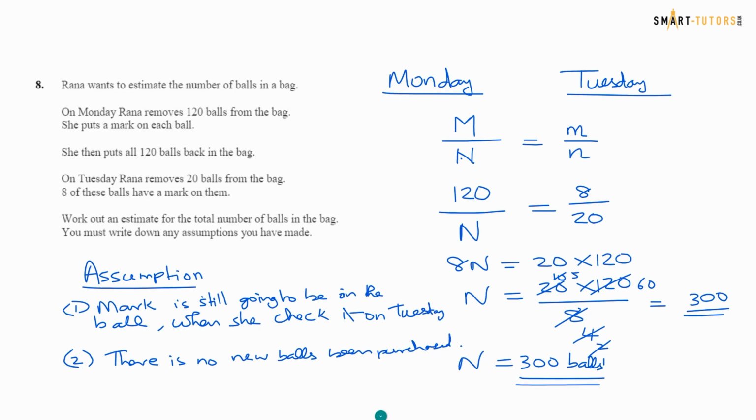So the capture recapture method might come as a 4-marker question. Remember the formula, capital M is the marked one, capital N is the total population. This is the second day marked and the total, then do the cross multiply and get the answer. That easy is that assumption. There are no new balls, so there are no balls being thrown away, and the mark remains on the ball when she does the second experiment on Tuesday.